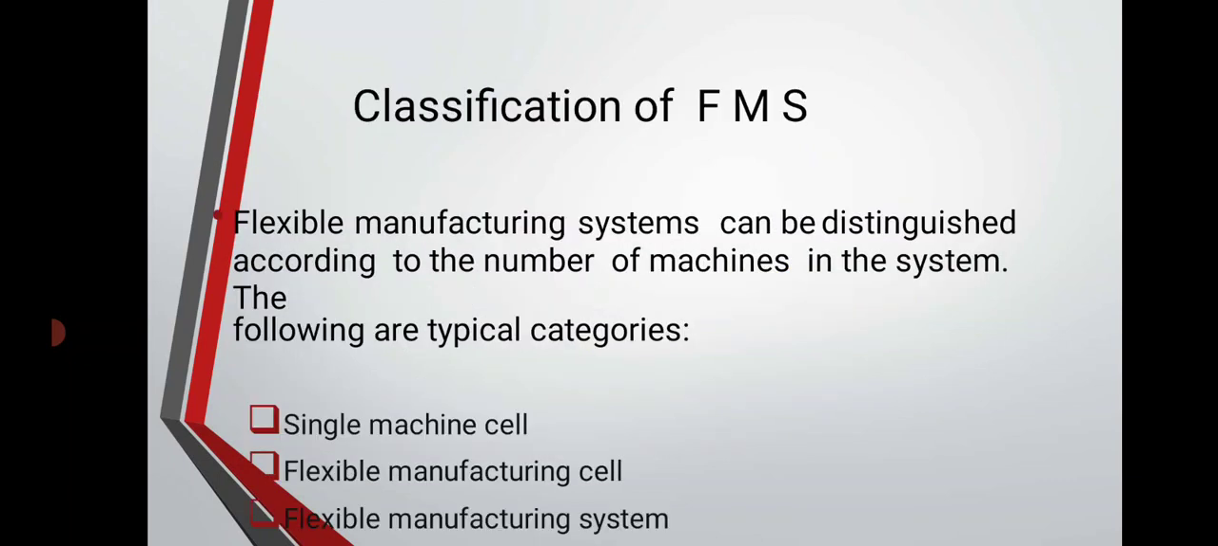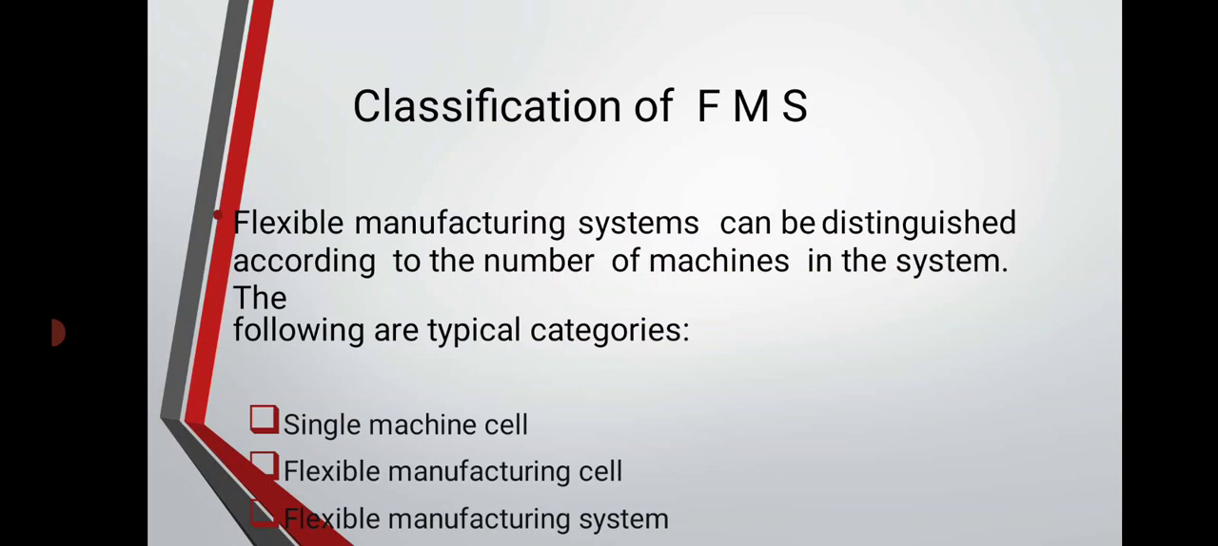Then classification of FMS. Flexible manufacturing systems can be distinguished according to the number of machines in the system. The following are the typical categories: first, single machine cell; second, flexible manufacturing cell; third, flexible manufacturing system.